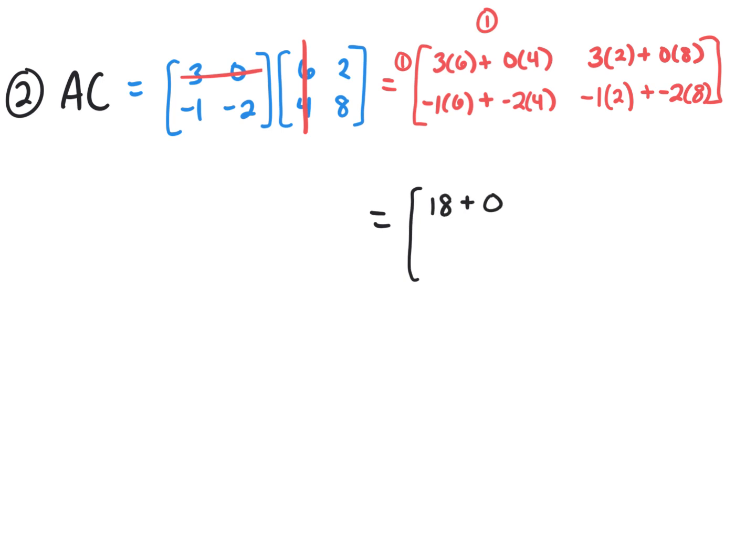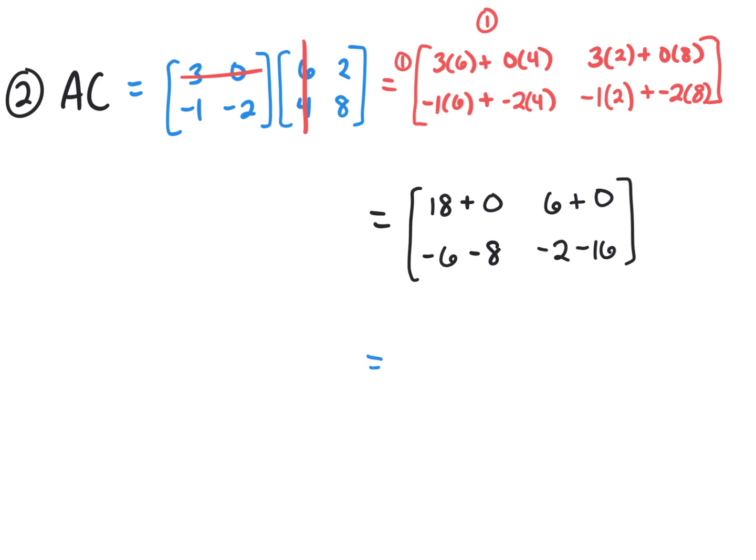Here, negative 1 times 6. Negative 6 plus negative 2 times 4. Negative 8. And then here we have 3 times 2. 6. 0 times anything? 0. That last one, row 2, column 2. Negative 1 times 2. Negative 2 plus negative 2 times 8. Negative 16.